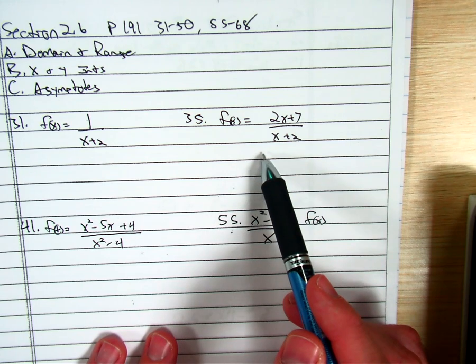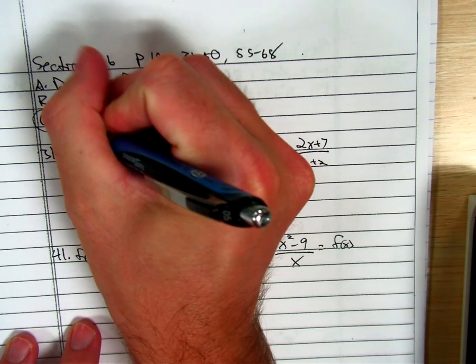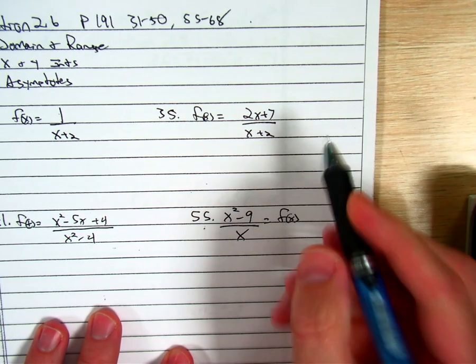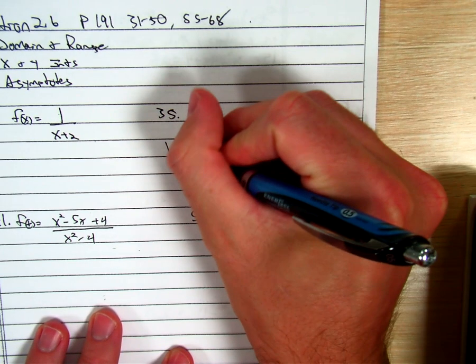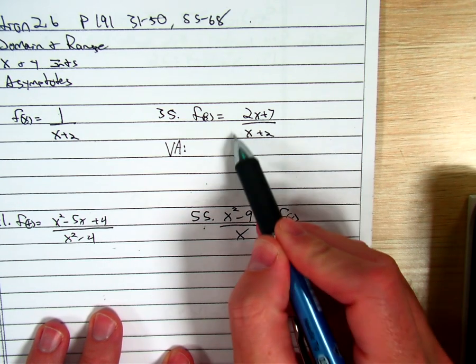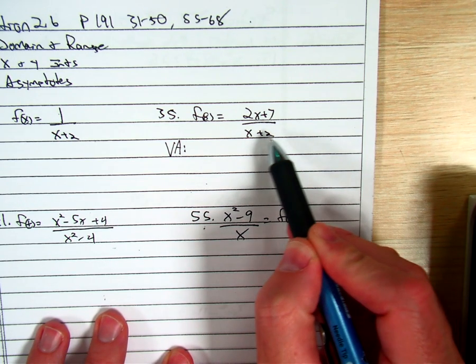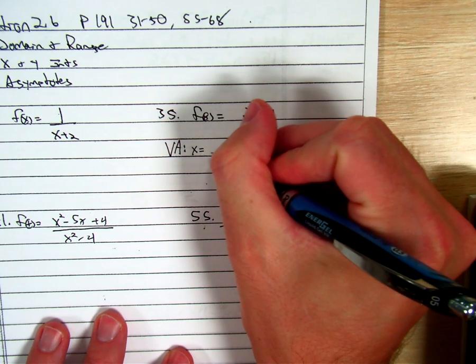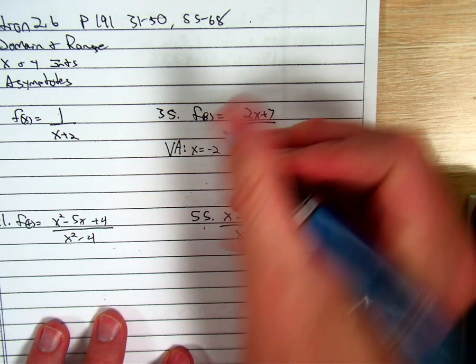Probably the easiest one is actually to start with the asymptotes first. Okay, vertical asymptotes. Vertical asymptotes come from when the bottom equals 0. What would make our denominator equal 0 if x was negative 2? And that would give us our vertical asymptote at negative 2.